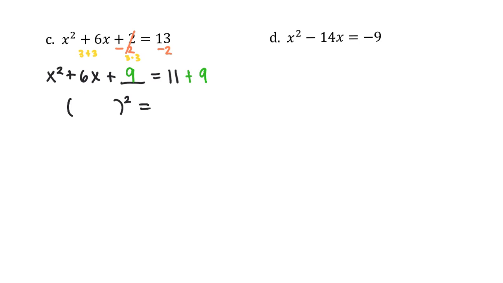Since it's x squared, I'm going to put an x here. To get 9, it was 3 times 3, so this must be a 3. And then for it to add up to 6, it must be positive 3, because positive 3 plus positive 3 is positive 6x. On the right side, 11 plus 9 simplifies to 20. And now I'm going to solve it using square root, making sure that I simplify my answer.